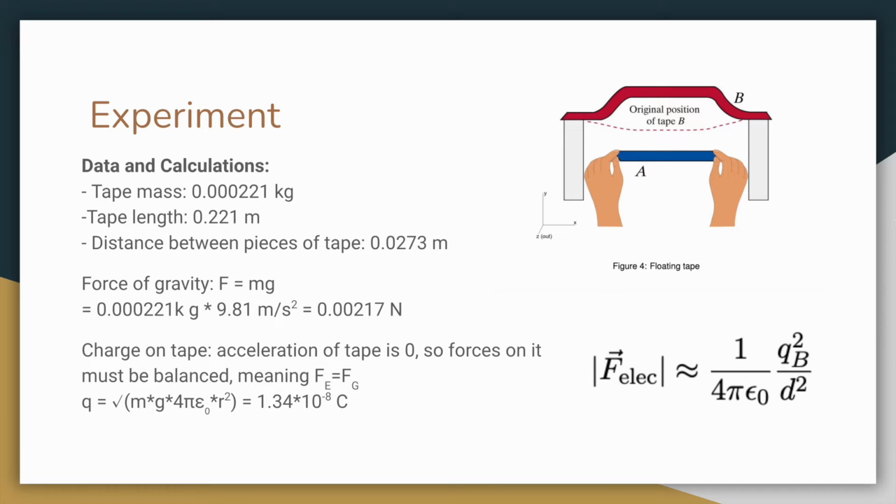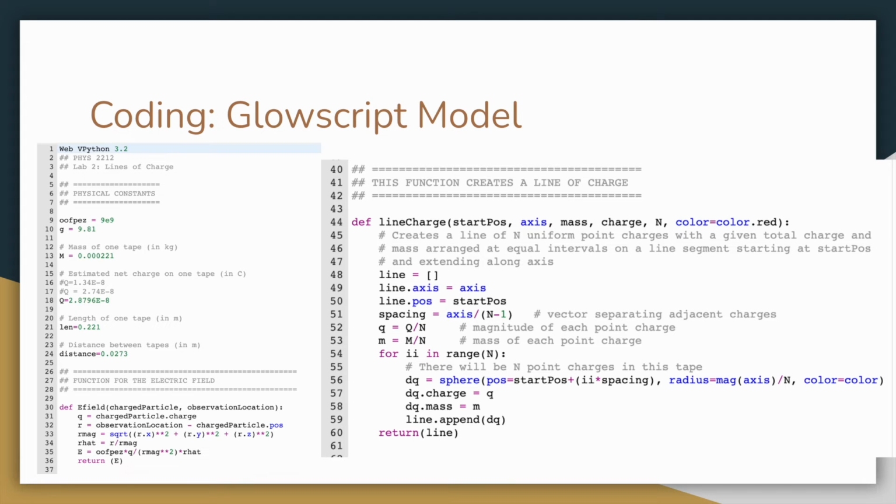I found that the force of gravity on the piece of tape was about 0.00217 newtons, and since the acceleration of the tape is 0, the electric force exerted on tape B by tape A must be equal to the force of gravity on tape B. I was able to derive this equation for the charge, which was 1.34 times 10 to the negative 8th. Keep in mind that this is under the point charge model. Next, we'll move on to my computational model.